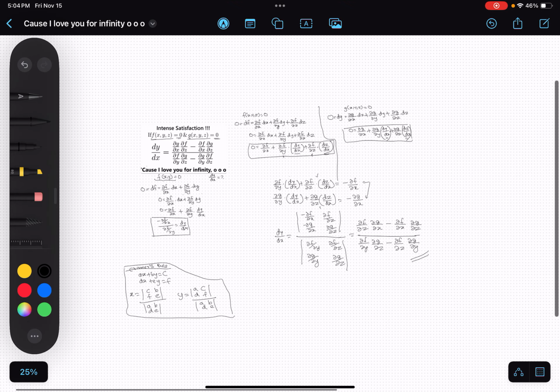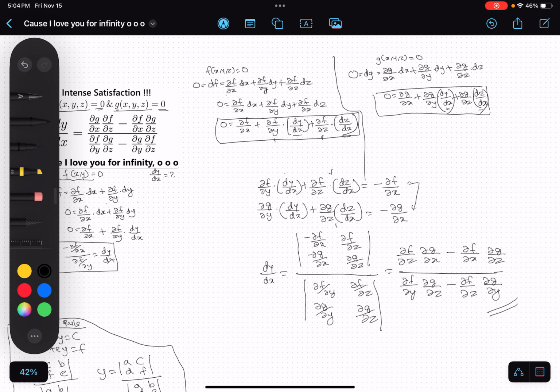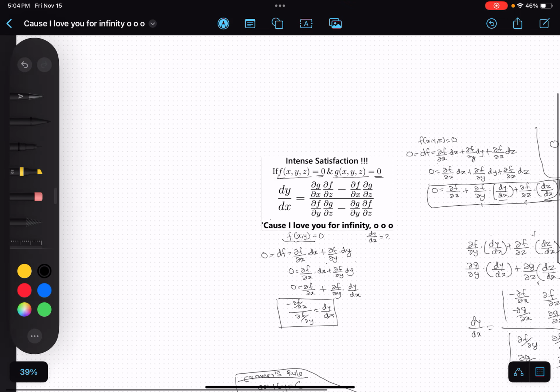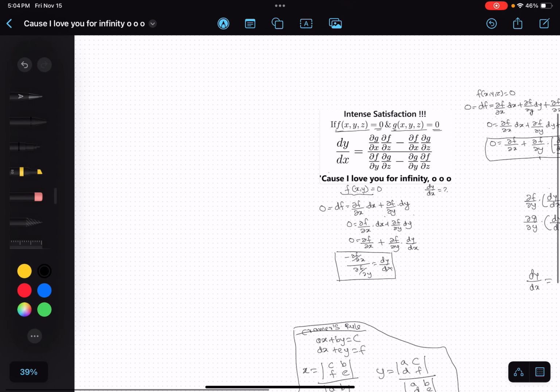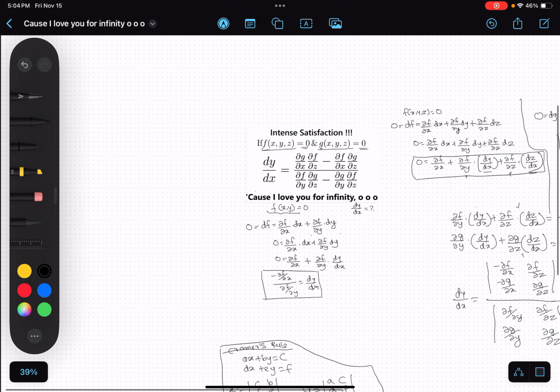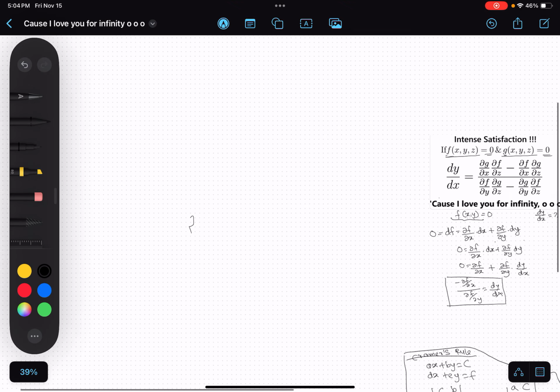Let's try to see. Partial g partial x partial f partial z minus partial f partial x partial g partial z, divided by partial f partial y partial g partial z minus partial f partial z partial g partial y. Yeah, that's right. So that's how we do it, right? Now guys, let me just give you one more generalization. What would you have done if there were, let's say, 4 variables and 3 functions?